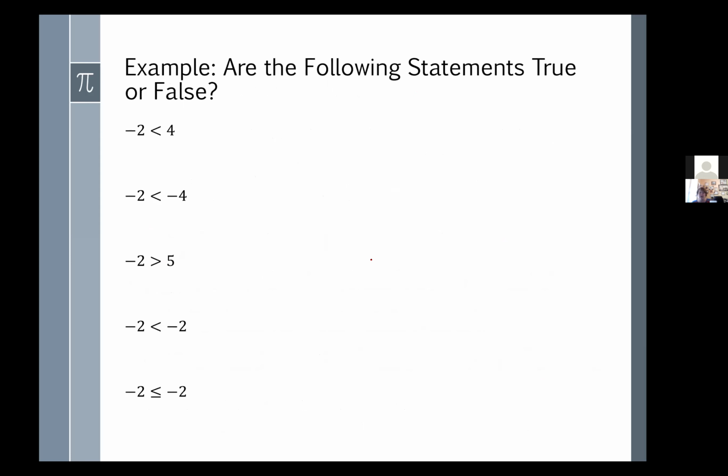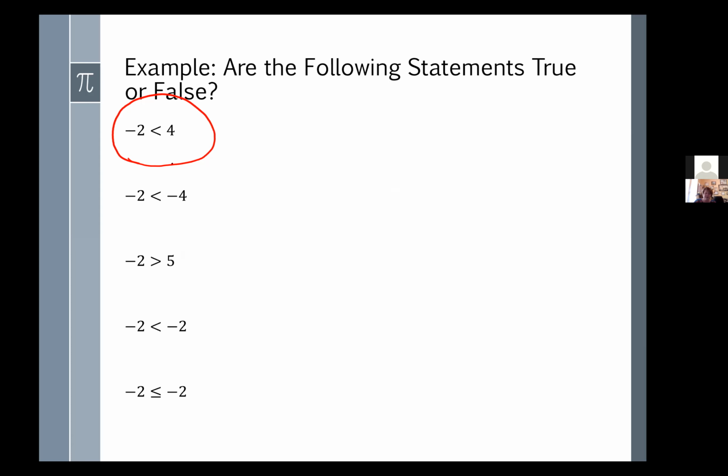So which of these are true statements? What's your opinion? Is this first one a true statement? -2 is less than 4. I see a yes. That is true. Why is it true? Because on the number line, -2 is to the left of 4. Correct? So if you imagine the number line, -2 is over here to the left of 0, 4 is to the right of 0, so -2 is to the left of 4 on the number line.